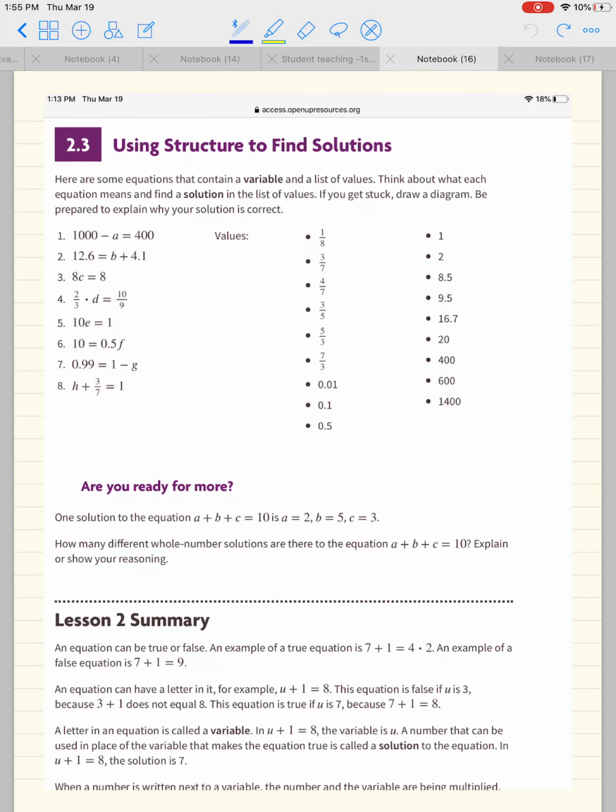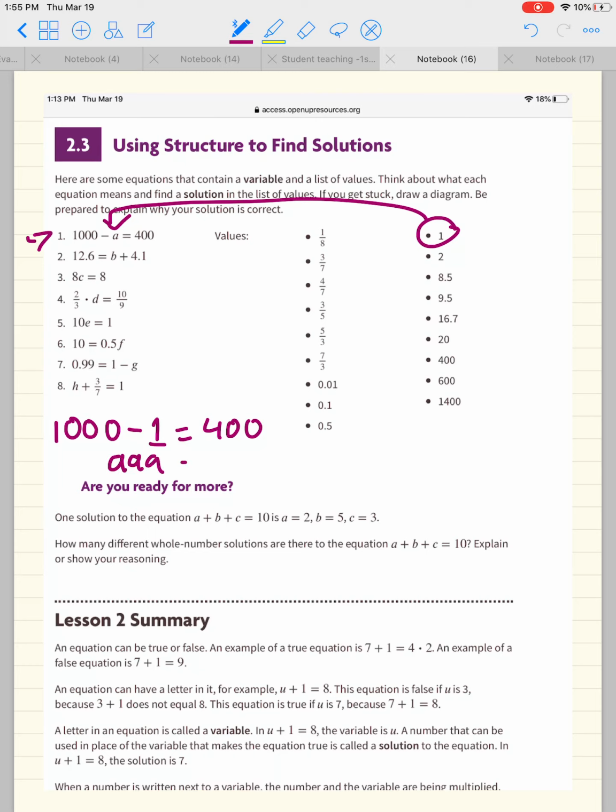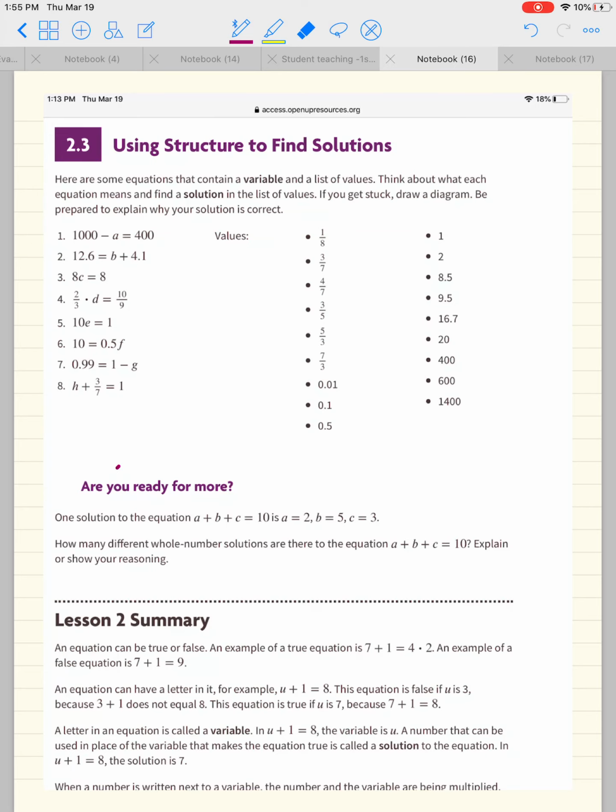For example, looking at number 1, if I took the value 1 and I put it into A, we would have 1,000 minus 1 equals 400. Now, I think you guys could tell me that 999 is not equal to 400. So that is a value that would not work for number 1. Now we could try another one.